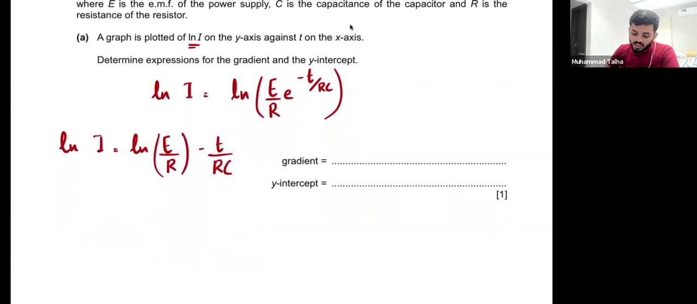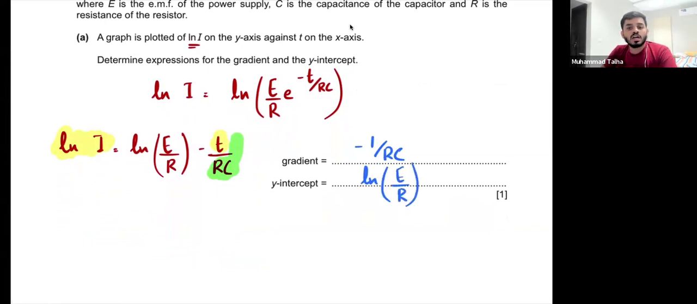Now, the next thing you need to identify is that if this is on your y, and this is on your x, then everything with the x, which is this 1 over RC, in fact, the negative 1 over RC, is your gradient, and your y-intercept is ln of E over R.